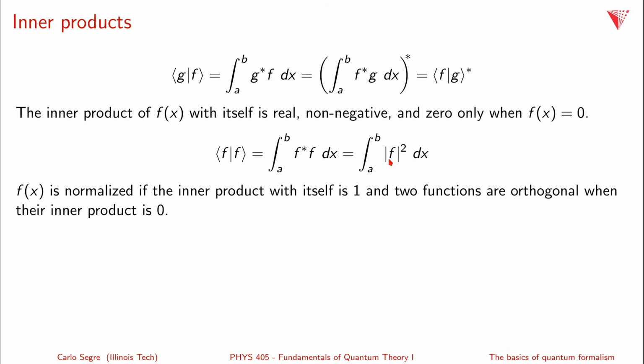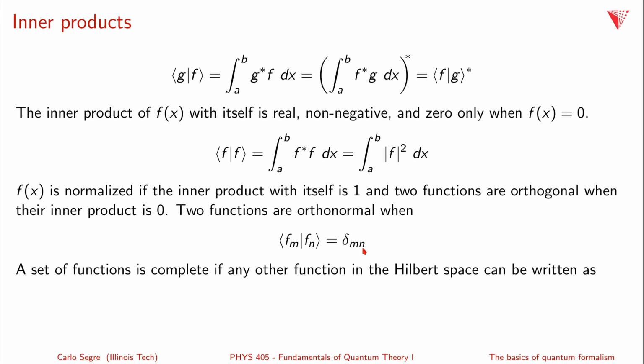F of x, let's suppose, is normalized if the inner product with itself is equal to 1. That's just a normalization integral. And two functions are orthogonal when their inner product is 0. That is, we take two functions, f sub m and f sub n, and we take the inner product of these two functions. If that inner product is equal to a Kronecker delta, delta of mn, then they are said to be orthonormal. That is, they're orthogonal, giving 0 when m is not equal to n, but they give 1 when m is equal to n, so you have delta of nn is 1.